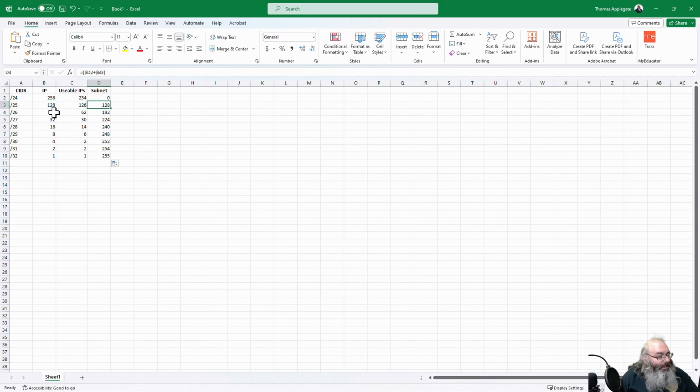Then I added 64 to 128 to come to 192, 32 to 192 to come to 224, 16 to 224 to come to 240, 8 to 240 to come to 248, 4 to 248 to come to 252, 2 to 252 to come to 254, 1 to 254, and that equals 255. And that's all I did. IP address plus the subnet gives you your subnet. So IP plus the previous subnet.